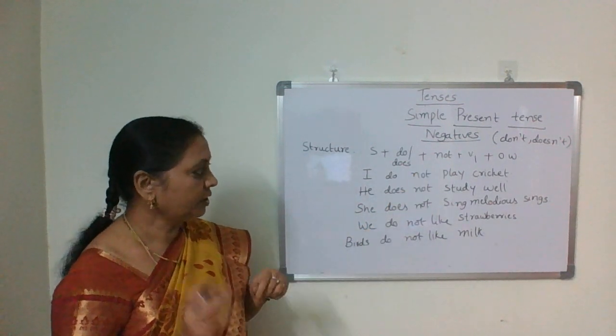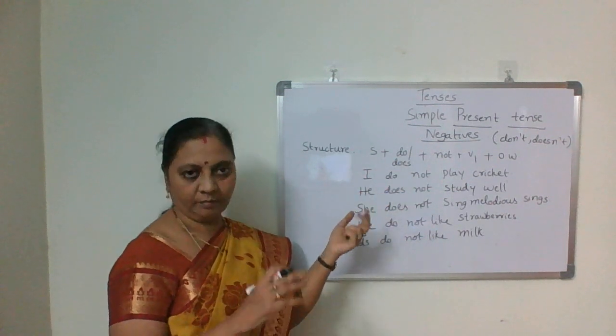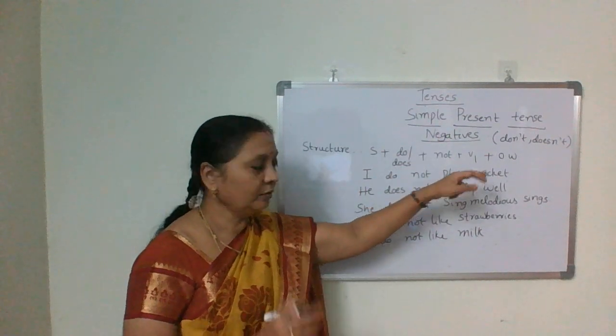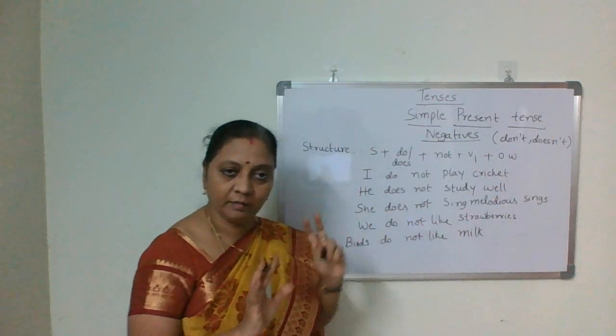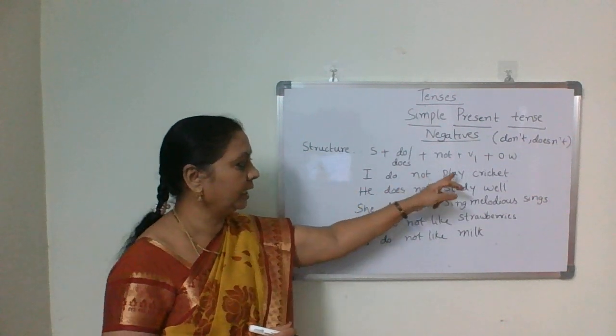Okay, that is the structure. Subject first, then do or does. For third person singular, does plus not plus V1, only V1, plus any other words. Okay, that is the structure. Like, I do not play cricket.